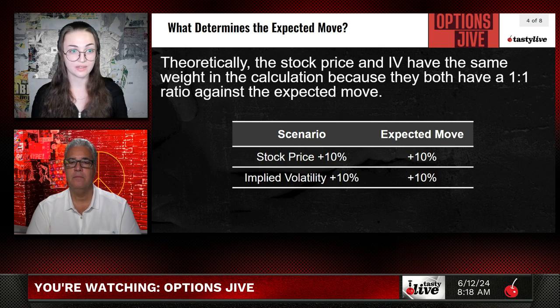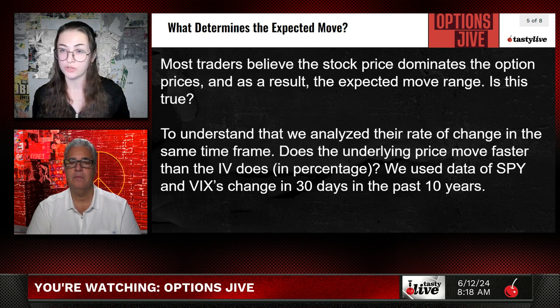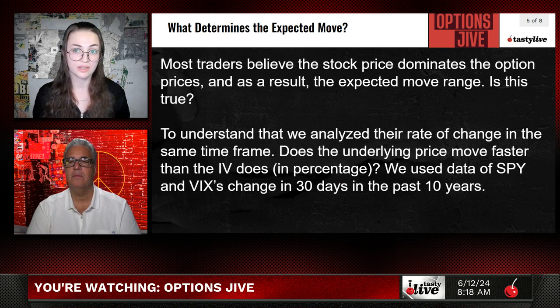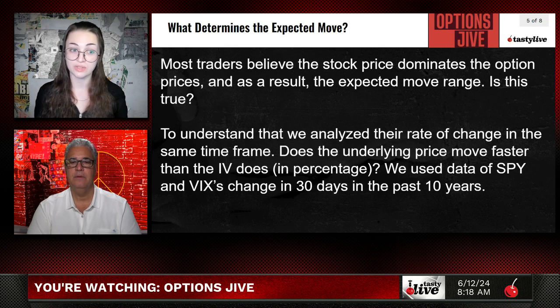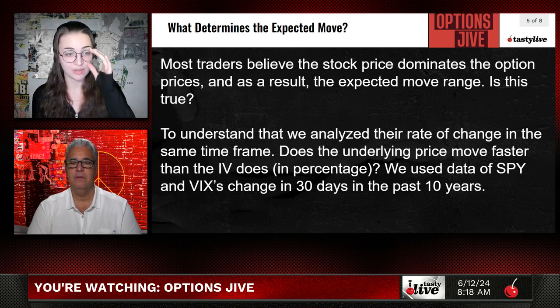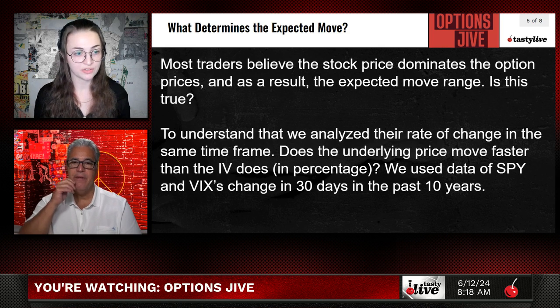And we can just go to the next slide to talk about how traders might use something like this. So most traders believe that the stock price dominates the option prices and, as a result, the expected move range. Is this true? To understand that, the research team analyzed the rate of change over the same time frame. Does the underlying price move faster than the IV?